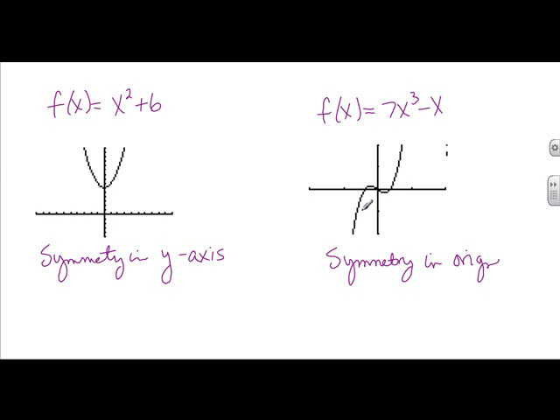But basically what that means is any point you have on this curve, so whatever the x and y coordinates are of that point, there has to be a point with the opposite x. So whatever x and y you've got, there has to be a point on the curve with the opposite x and the opposite y coordinates. So when that's the case, then you have symmetry in the origin. All odd functions have symmetry in the origin.